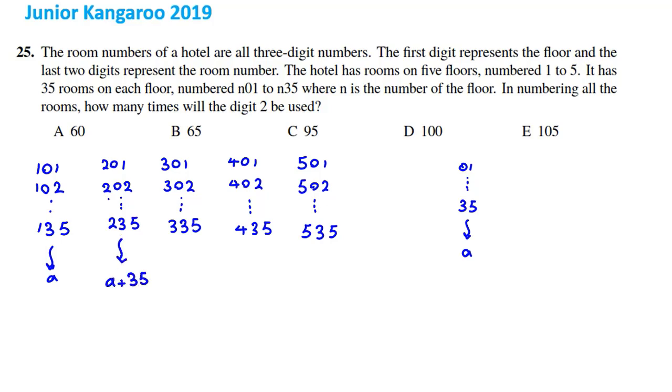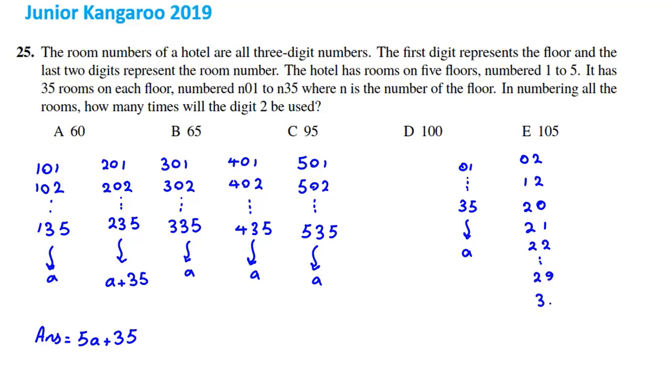Here, for the floor 2, it will be A plus 35 because we have 35 more 2's in front of the numbers. Here it will be A, here it will be A, here it will be A. So the answer will be what? 1, 2, 3, 4, 5, so 5A plus 35. And A is what here? From 01 to 09, the first one is 02. Then we have 12. Then we have 20, 21, 22, up to 29. Then we have 30, the next one 32.